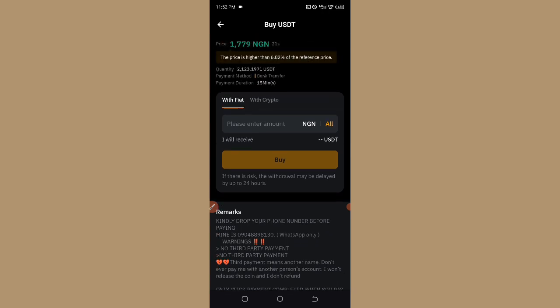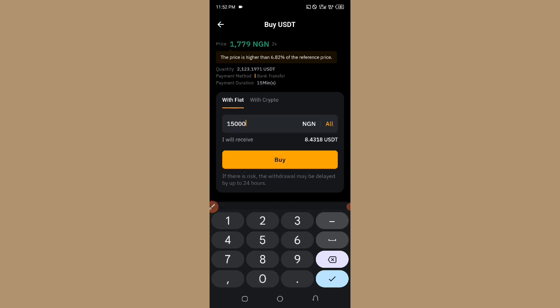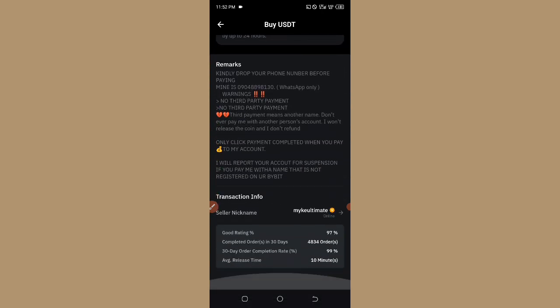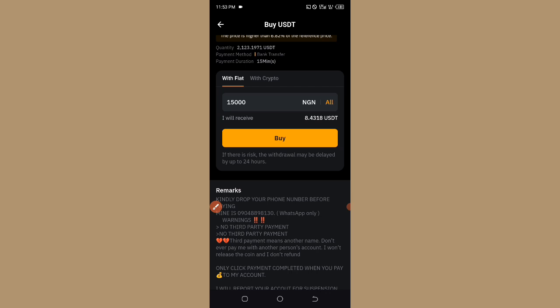So here is where you put the amount you are going to be spending. So we said we are going to be spending how much again? We're going to be spending 15,000 naira. So let's put 15,000 naira. So we want to buy a coin of 15,000 naira. And again, when you come to this place, you see online, which means that this guy is online. Like I said, don't buy from someone that is not online. It's a bit risky. So we click where we have put our 15,000. You click on buy.